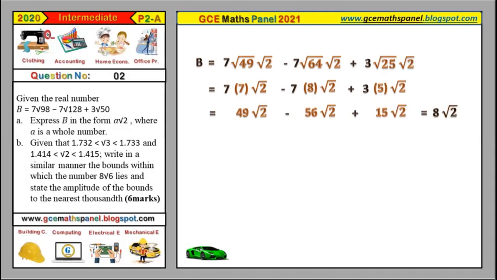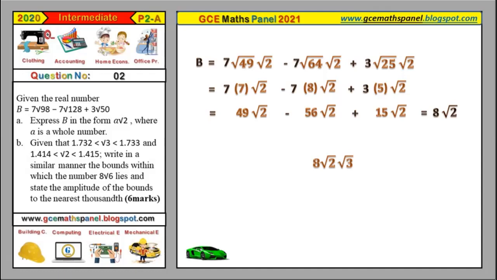Another way to ask this question would have been to look for the number a, or to look for the value of a, and that will give us 8. The b part of the question as well, we have 8 root 6. And we know that since you can express root 6 as root 2 times root 3, this number can be written as 8 root 2 root 3.